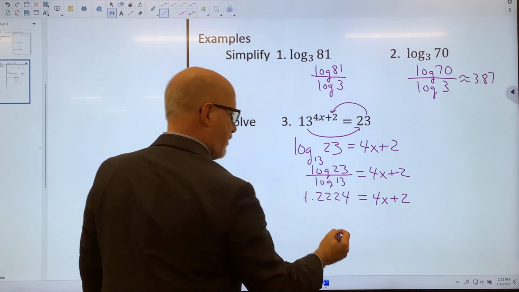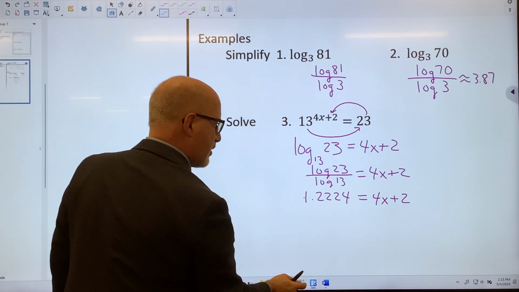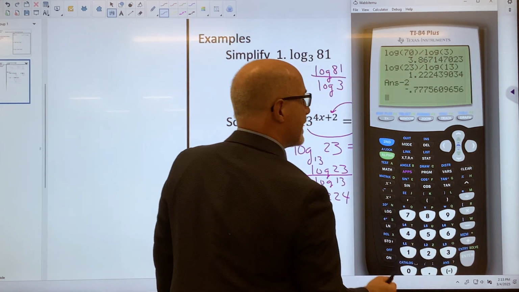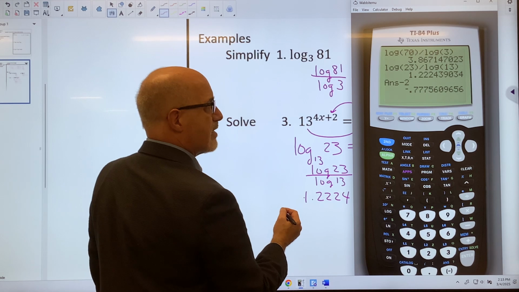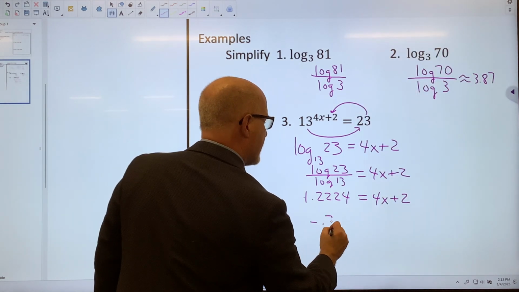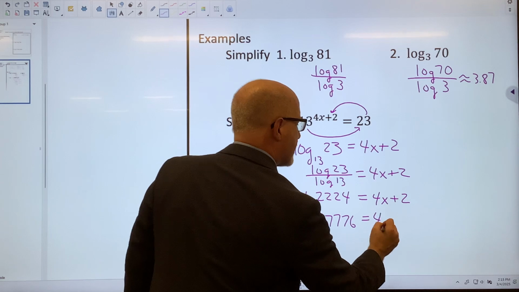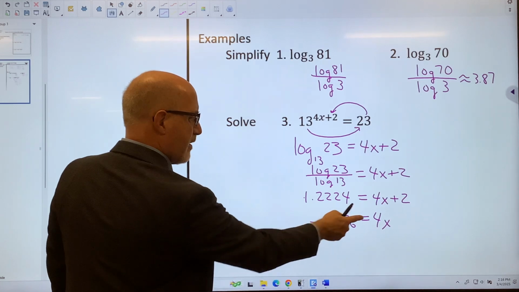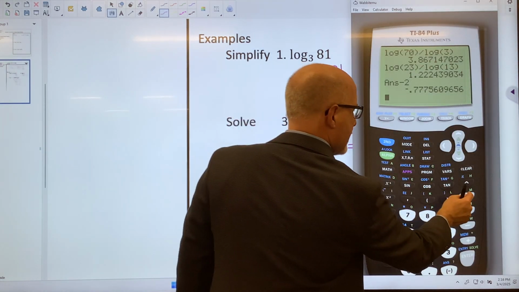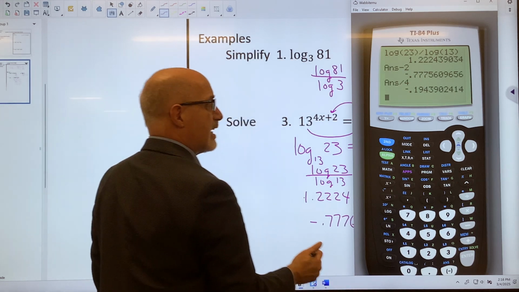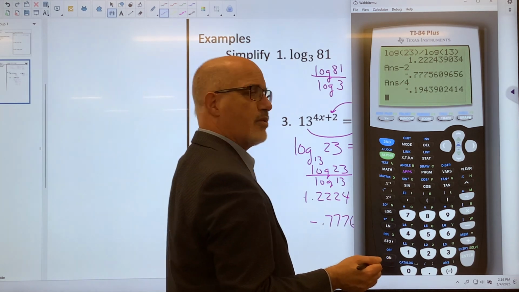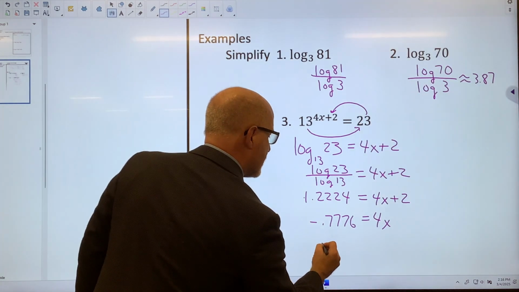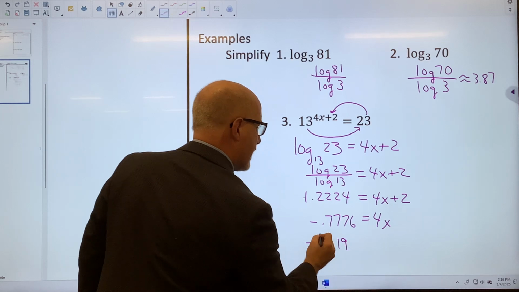Now we're going to go ahead and solve this equation. So we're going to subtract 2 from both sides. I can go back to my calculator and subtract 2 from this, so minus 2, and I get negative 0.7776 equals 4x. Now I'm not rounding this one, so I can go ahead and divide both sides by the 4 to get rid of that. So divide this by 4, and let's round the final answer to 2 decimal places, negative 0.19. So negative 0.19 for an answer.